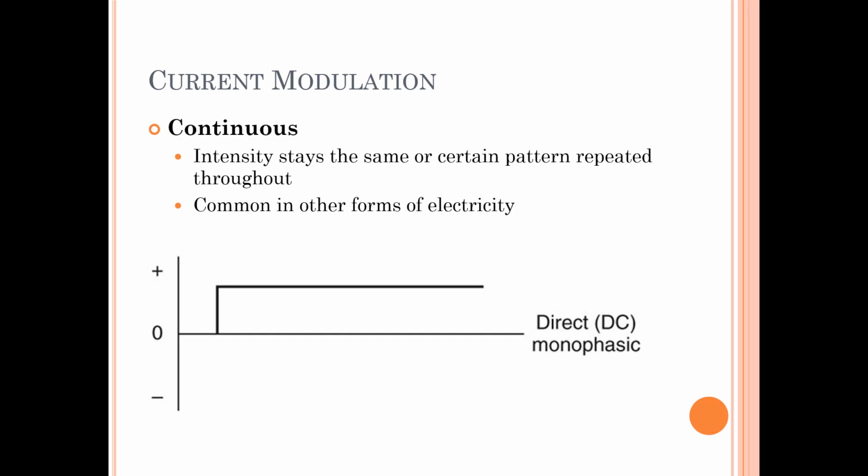Current modulation includes all the manipulating, regulating, and adjusting of the input current to create a variety of specific output waveforms. An example of current modulation is continuous current. A continuous current is one in which the intensity stays the same, or a certain pattern is repeated throughout the course of the treatment. Continuous current is common among electrical currents, but is less common among electrical modalities.